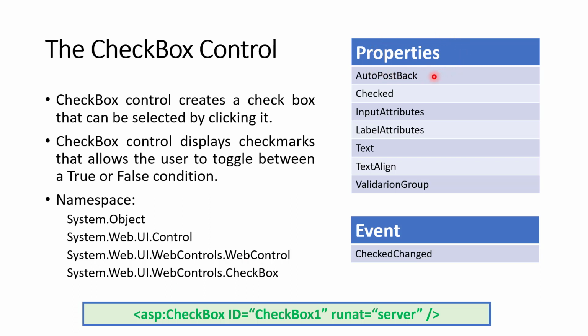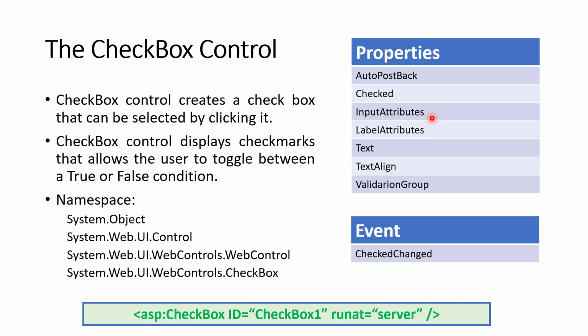Now we'll discuss some important properties of checkbox. First one is AutoPostBack. This property is used to obtain or set a value showing if the checkbox state automatically posts back to the server when clicked. Next is Checked. This property is used to obtain or set a value showing if the checkbox control is checked or not.